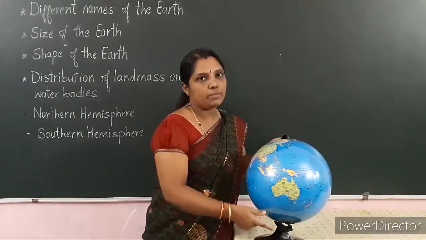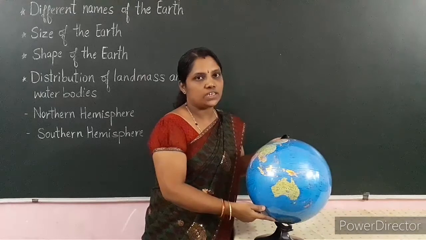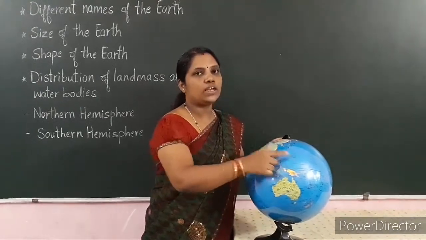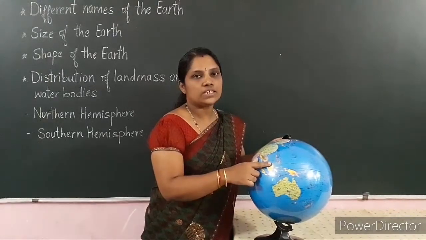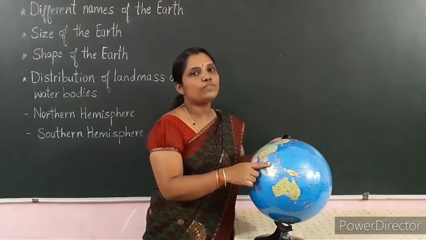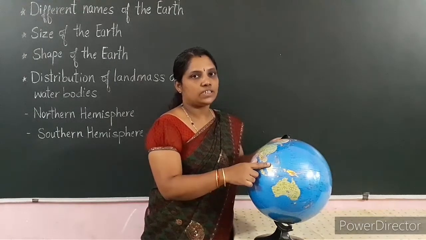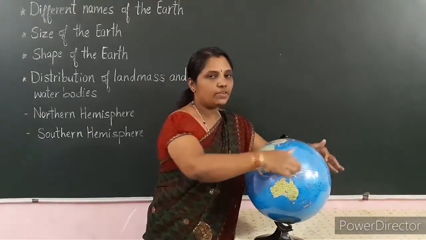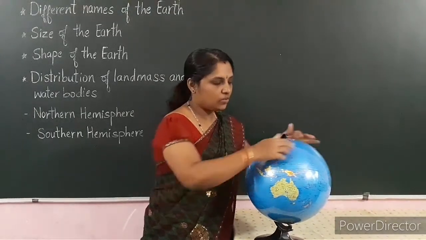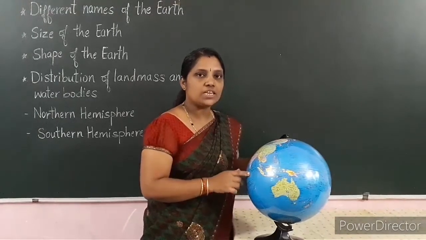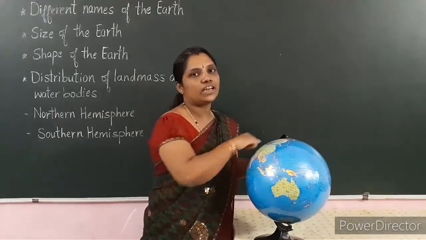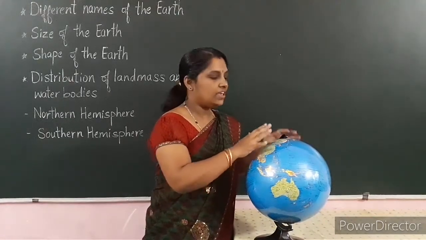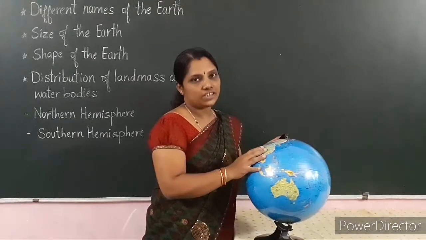The polar diameter of the Earth is 12,714 kilometers and the equatorial diameter is 12,756 kilometers. And the equatorial circumference. Circumference means the outer boundary of the circle. The outer boundary of the circle in maths we will tell it. Here the outer boundary of the Earth.